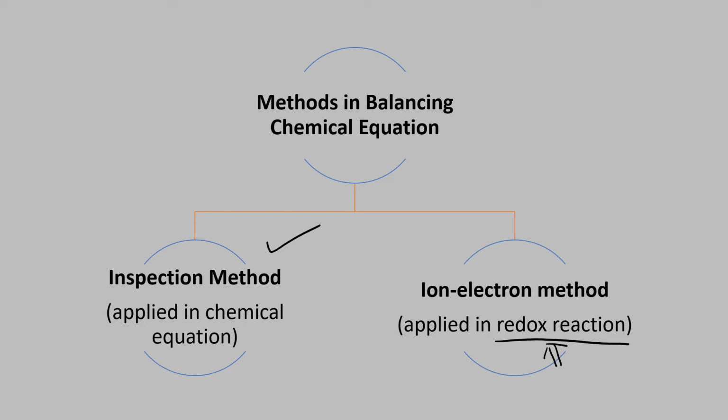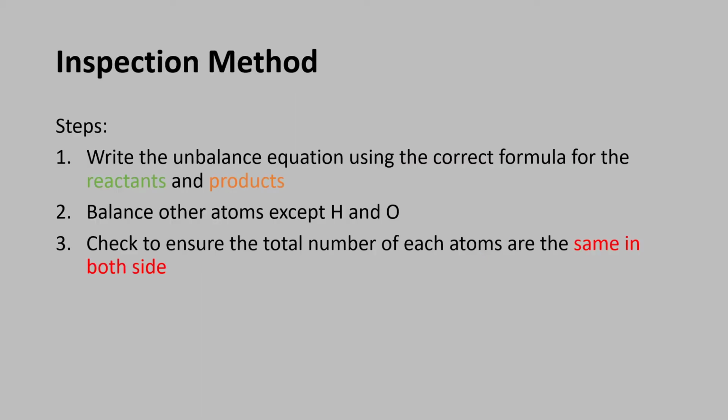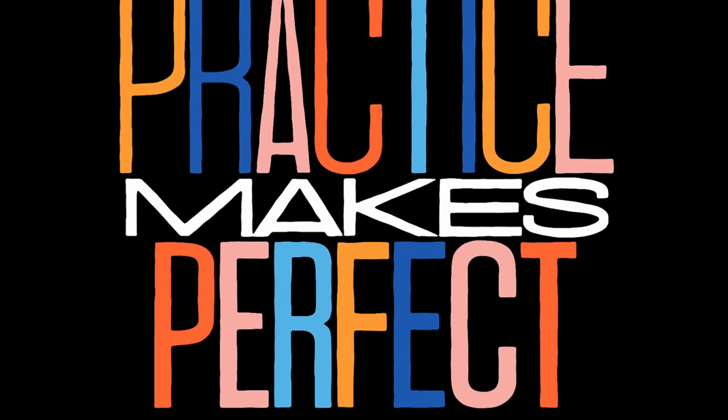Alright. Okay. So for the inspection method, the first step is we write down the reaction first. It doesn't matter whether it is balanced or not, we just write it. Second, we balance the other atoms except H and O, and then we check. Okay, let's do the practice.